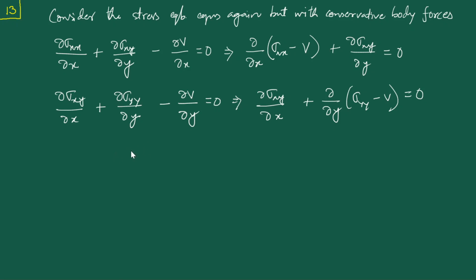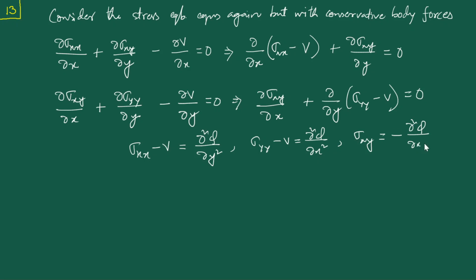So these two equations will be identically satisfied if we use σxx − V equal to ∂²φ/∂y², σyy − V equal to ∂²φ/∂x², and σxy equal to minus ∂²φ/∂x∂y. I repeat, when we use these particular forms, these two equations are identically satisfied. So we use these in equation number 10.